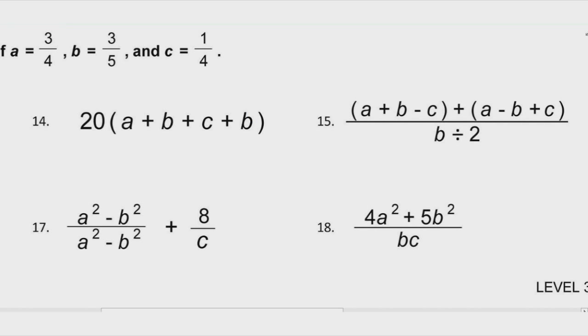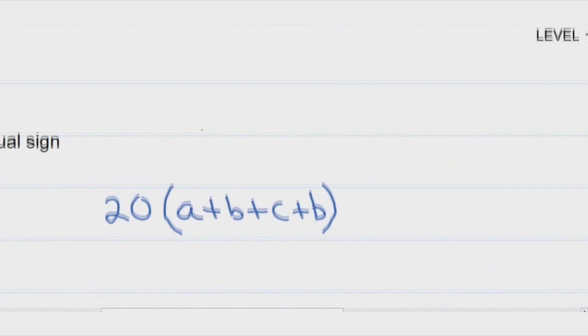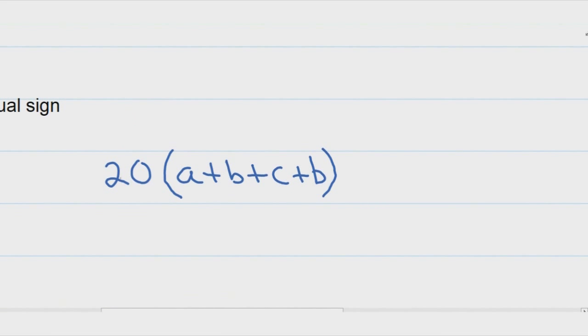So we're working on problems 14, 15, 16, 17, and 18. Let's start with problem 14. And since space is a little tight up here, especially the way I'm writing, why don't we come down here where I rewrote the problem, and let me fill this in quickly for you. We have 20, and A equals 3/4. So we replace it with 3/4. B equals 3/5. So I replace B with 3/5. C equals 1/4. So I replace it with 1/4. And B equals, again, 3/5.